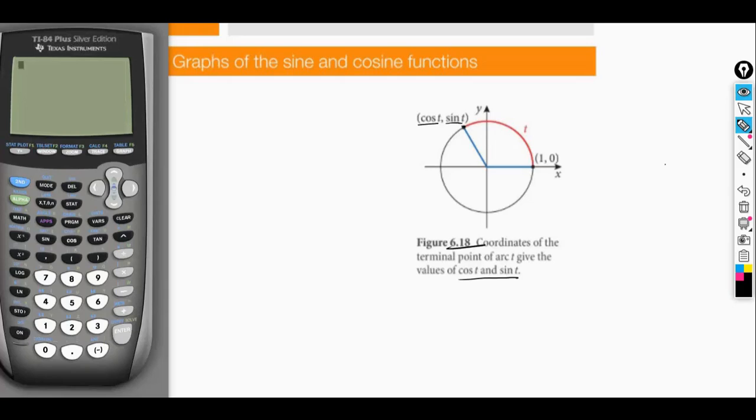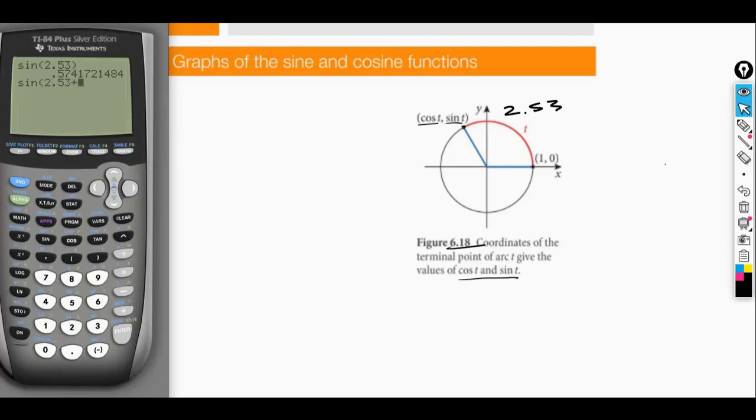Now, let's suppose that this arc is 2.53 radians, and we want to see what the y-coordinate is. All we would have to do is take the sine. So if we go sine of 2.53, we're going to get 0.5741.